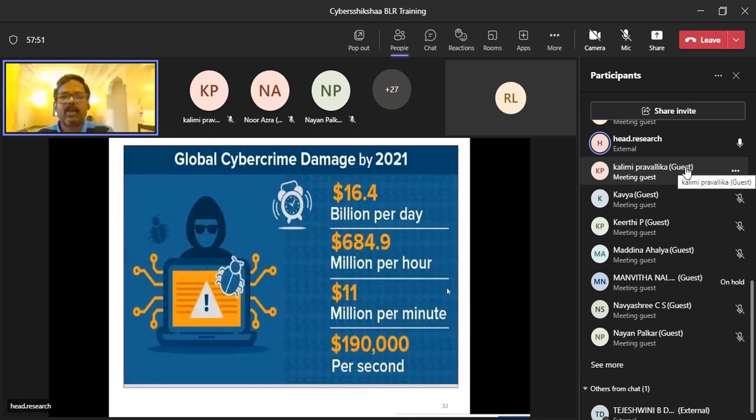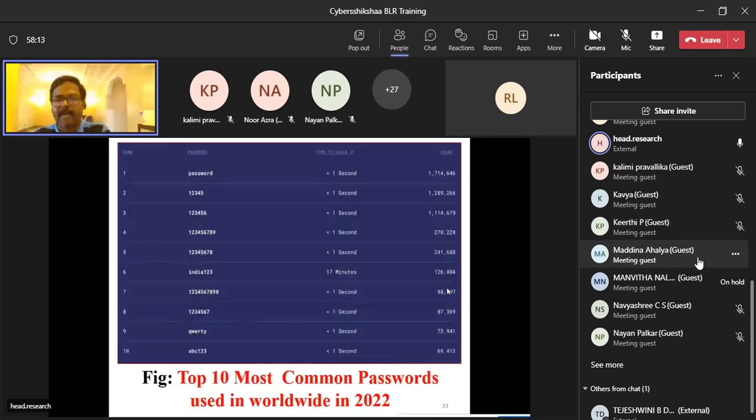This is the global cybercrime damage that happened in the year 2021: 16.4 billion US dollars per day, 684.9 million dollars per hour, 11 million US dollars per minute, and 190,000 US dollars per second. This is the damage that happened.